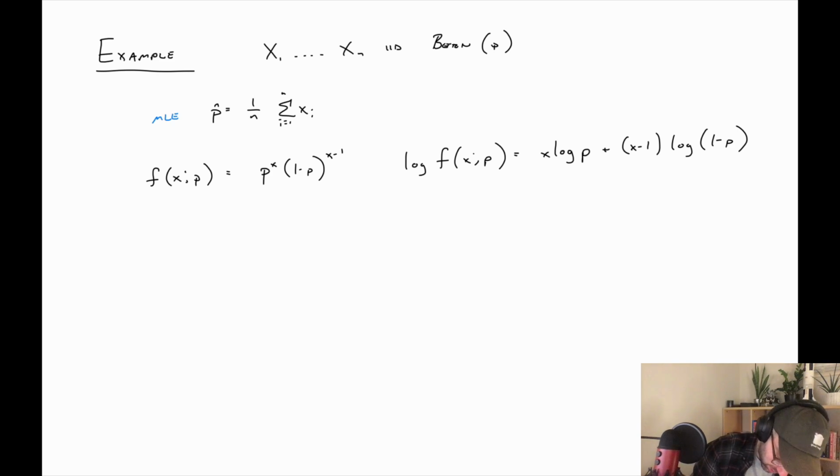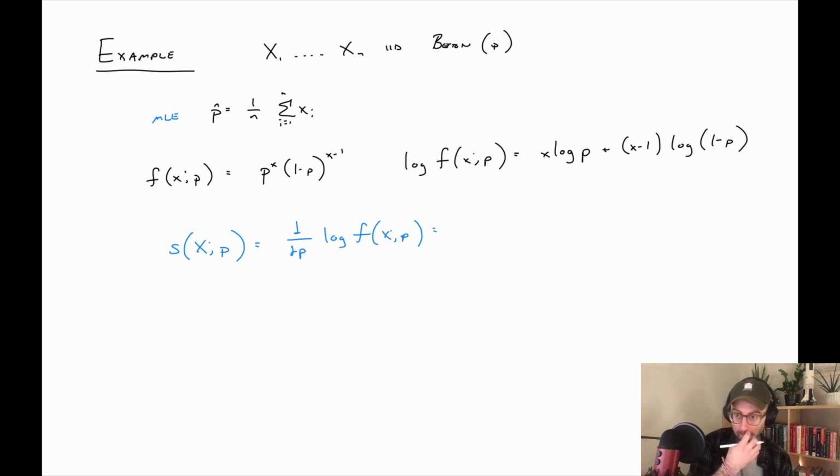Okay, so first up, the score function. That is defined to be the derivative with respect to the parameter, something like this. Let's see here. So I think that should be something like x over p minus (1 minus x) over (1 minus p). Does that look good? Yeah, okay. All right.